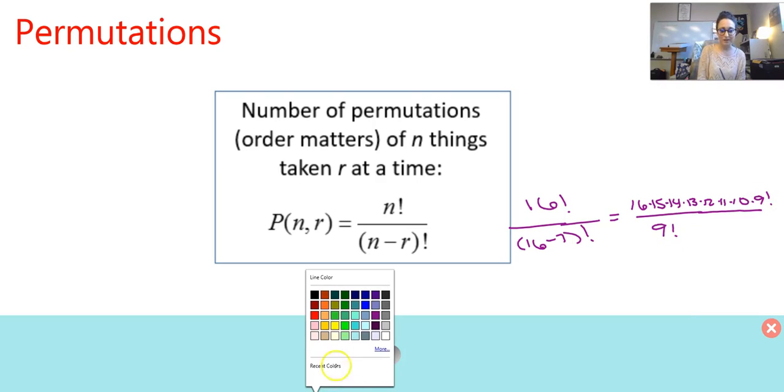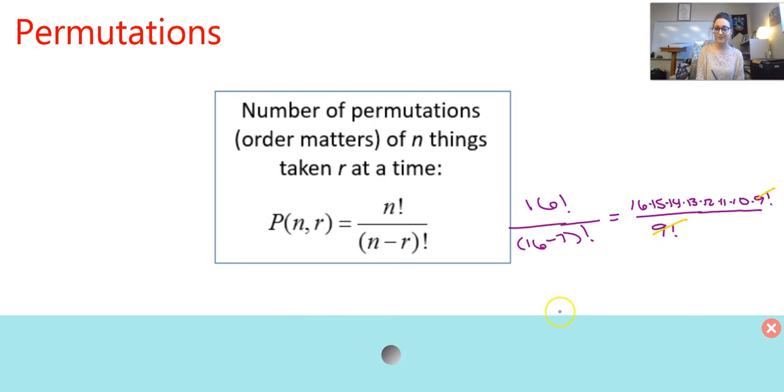Why would I do that? Well, now the 9 factorial in the numerator and denominator divide out, and I have what we had in the previous slide, right? 16 times 15 times 14 all the way to 10. So what I'd like for you to do is write this definition as well as the word permutation. I'm going to force a pause on the screen. Go ahead and hit continue once you've got that definition written.